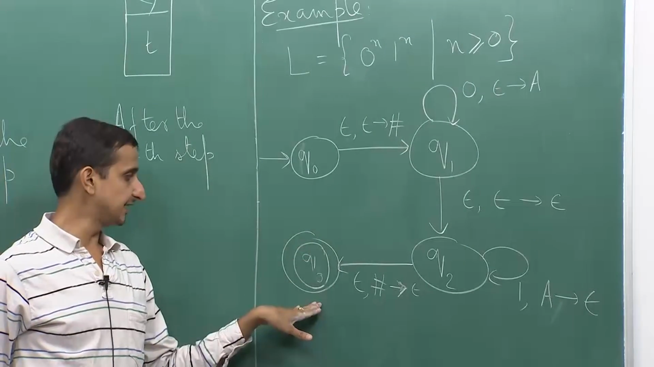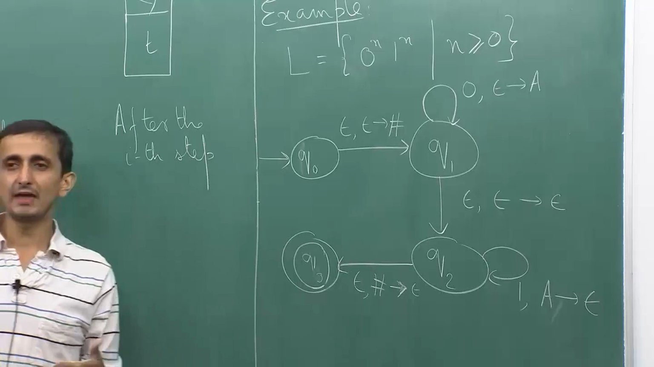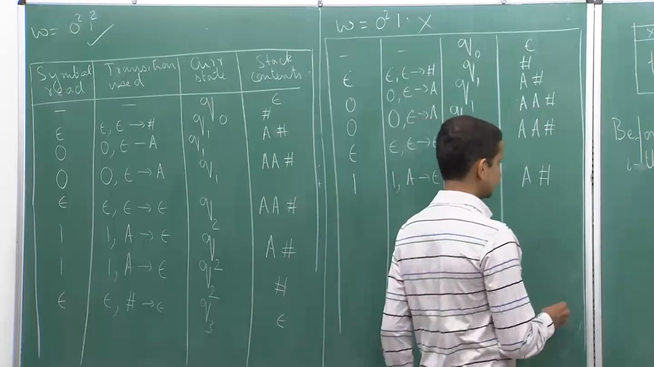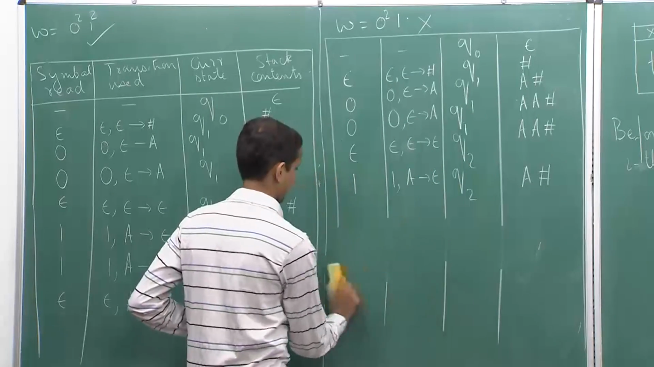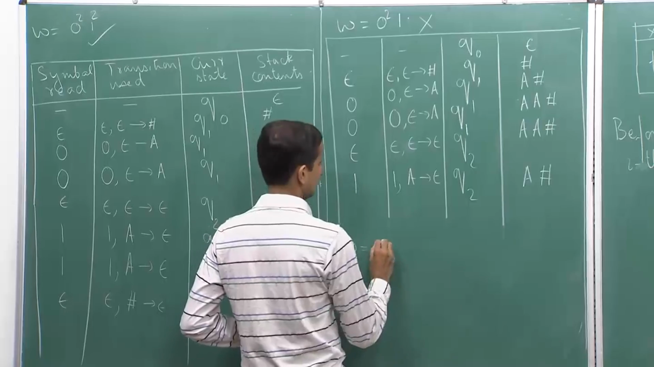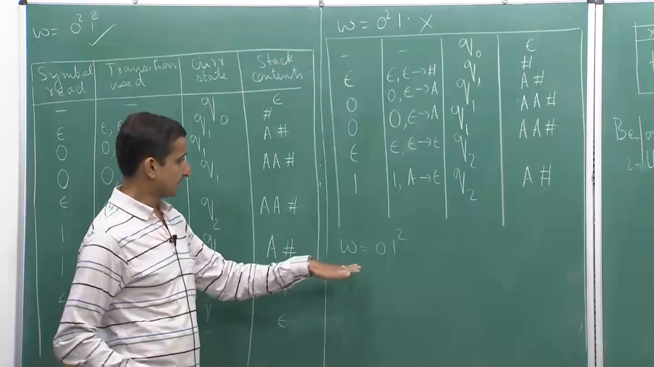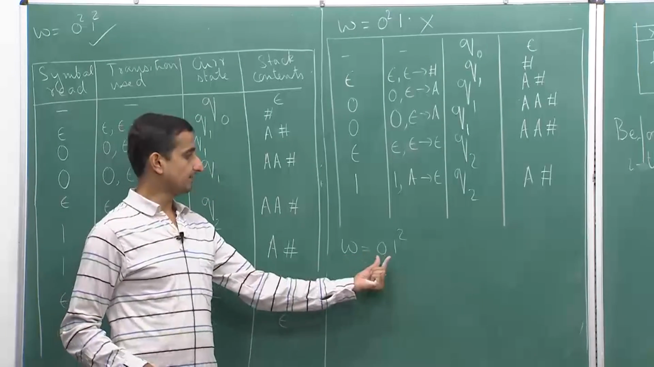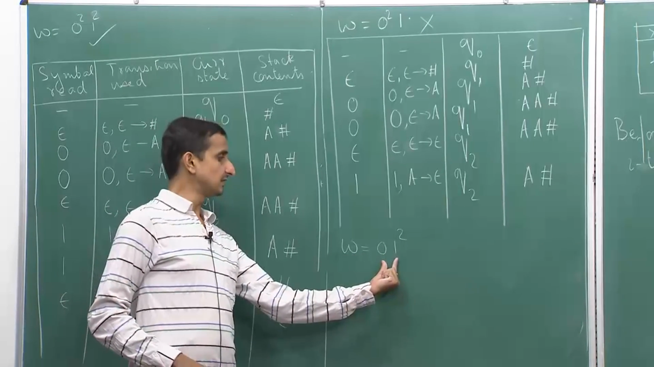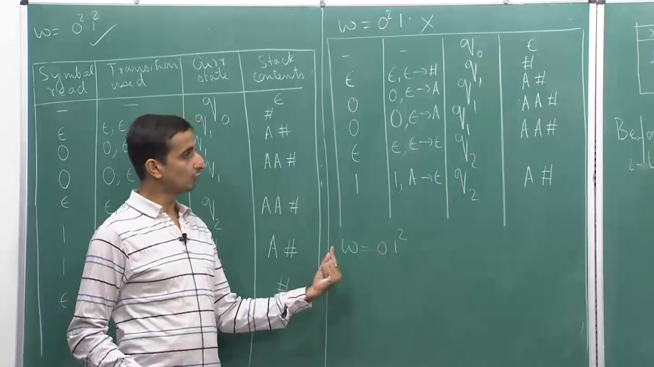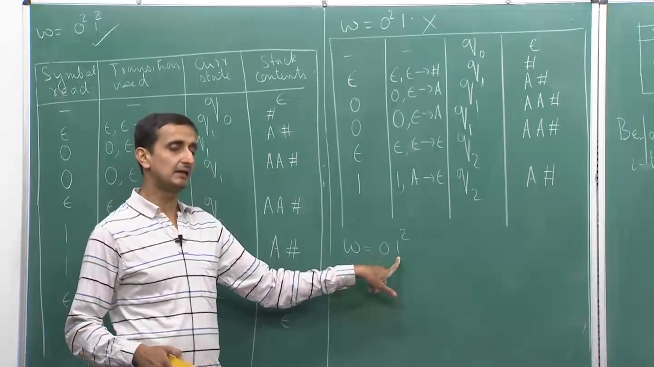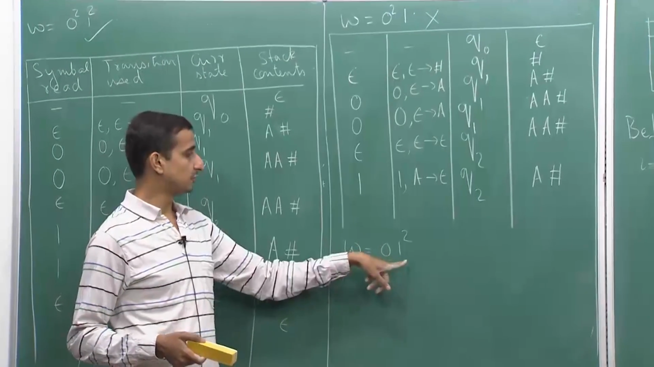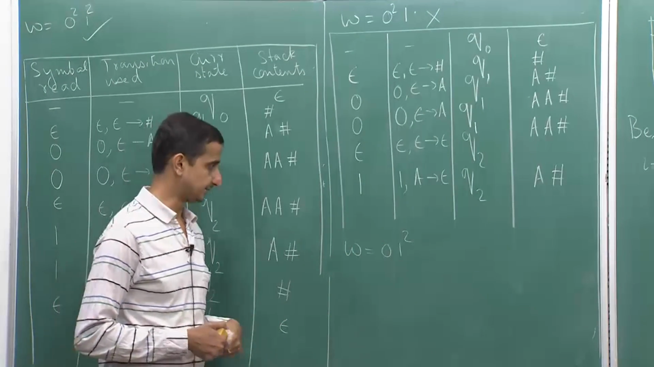when you reach the state Q3, you will not be able to exhaust the entire input. For example, if I have the string 0 1 square, then if I read the first 0 and a 1, I will be able to go to state Q3 because of 0 1, but then the input is not completely exhausted, which means that W will not get accepted.